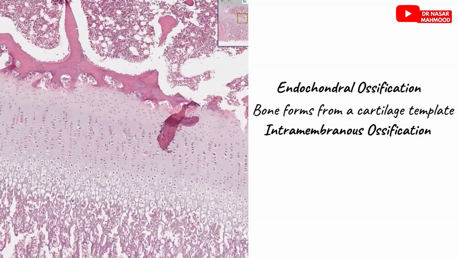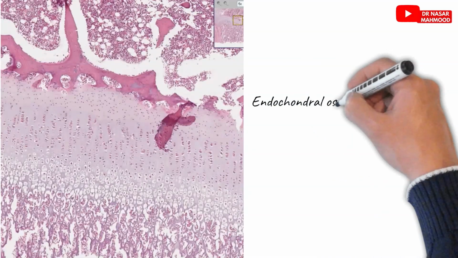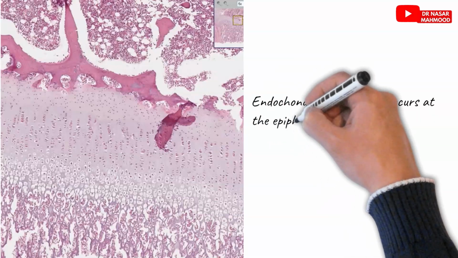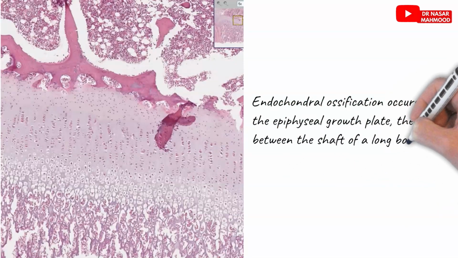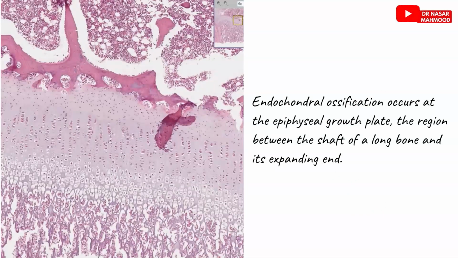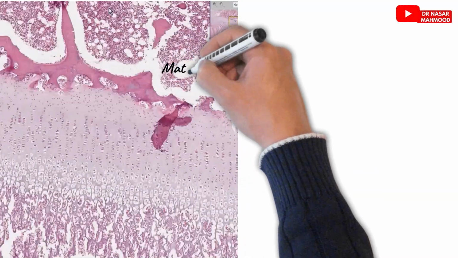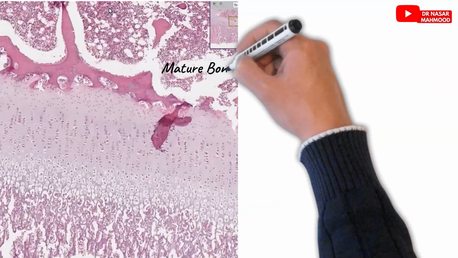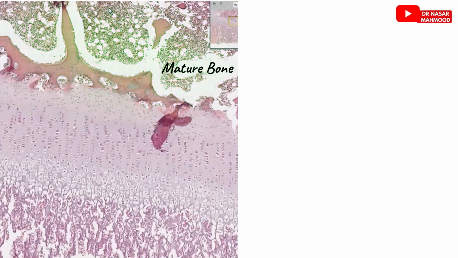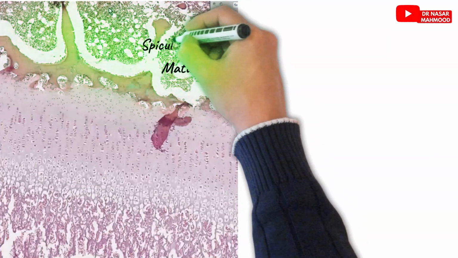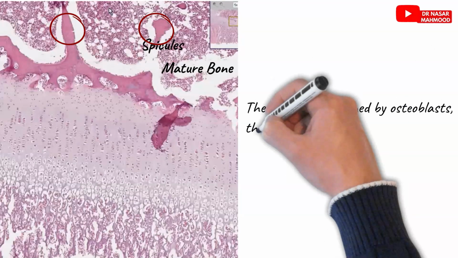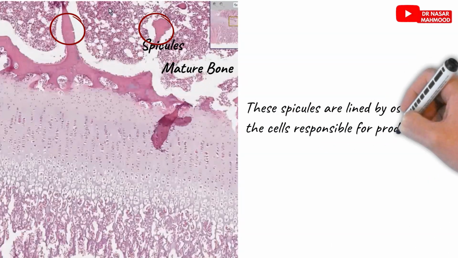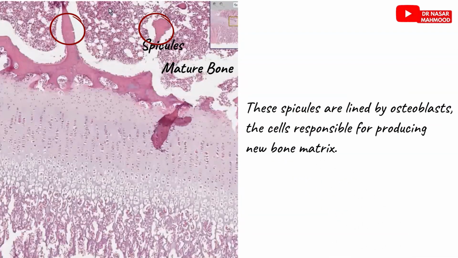It's important to remember that endochondral ossification occurs at the epiphyseal growth plate, the region between the shaft of the long bone and its expanding end. On one side of the growth plate, you can see mature bone. This bone forms spicules, or small bony projections. These spicules are lined by osteoblasts, the cells responsible for producing new bone matrix.